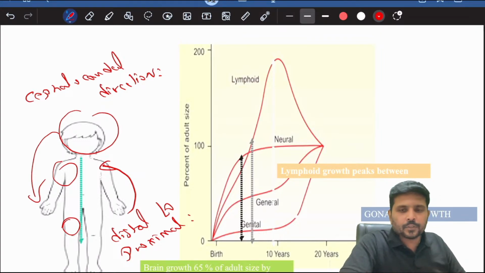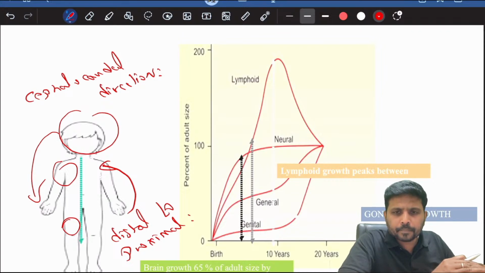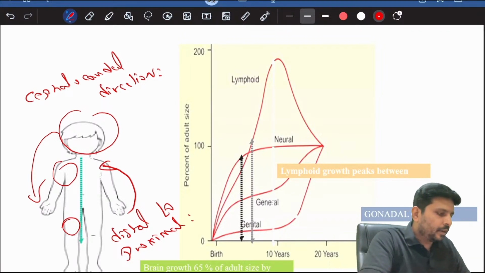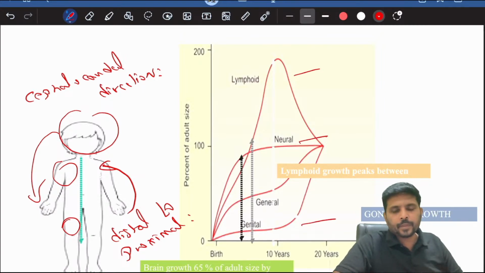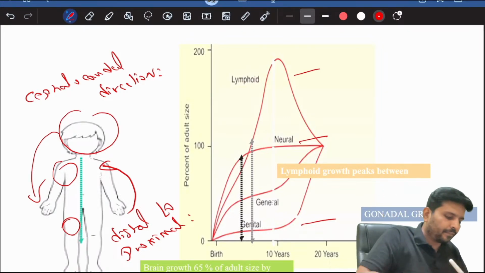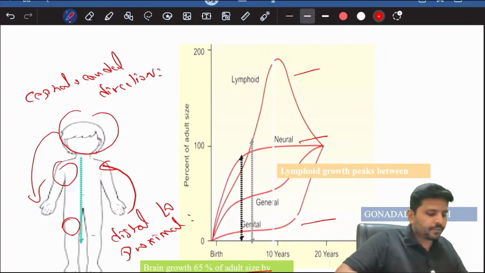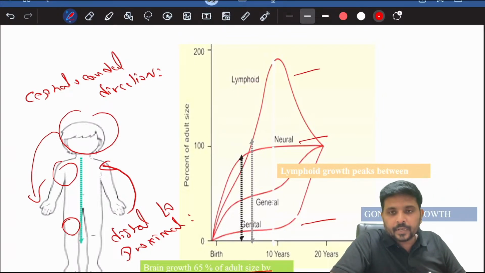And remember, as far as growth is concerned, we can have growth with respect to lymphoid, genital, head, everything. Almost 65% of the head size of an adult is present at birth itself. 65% of head circumference is present at birth itself.